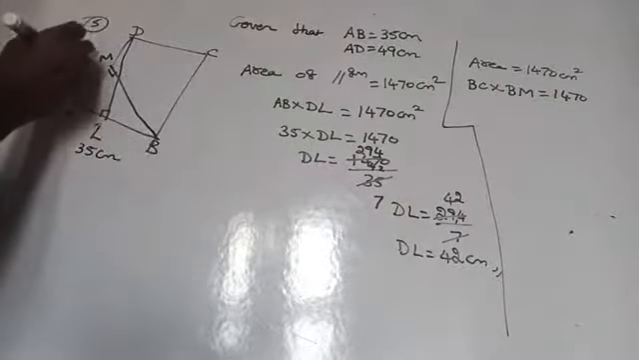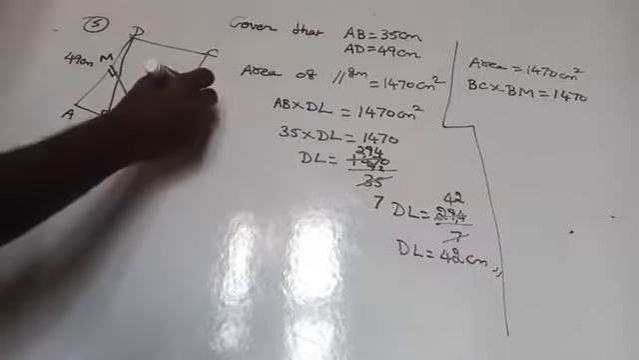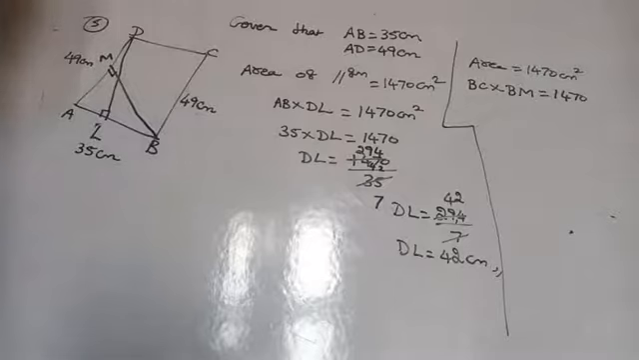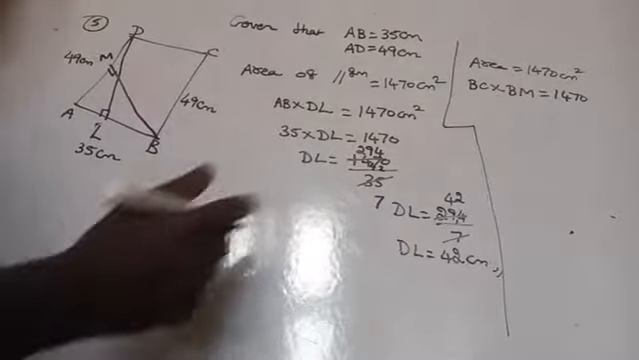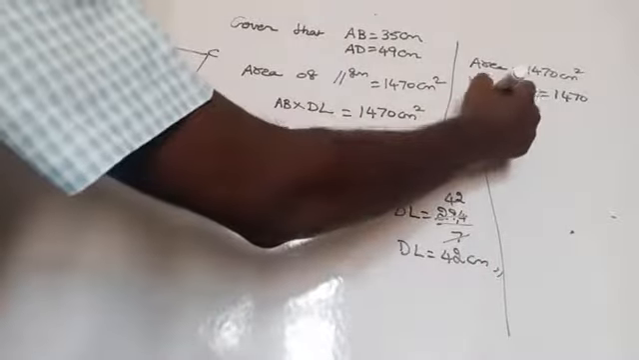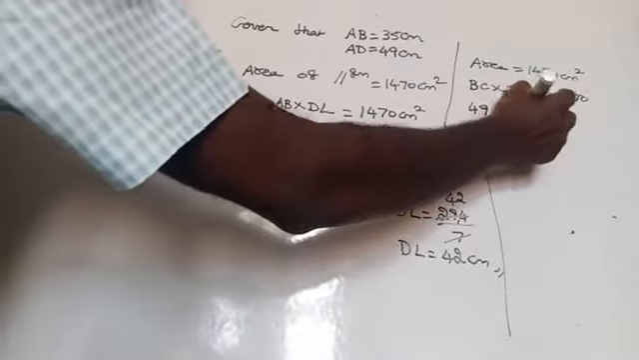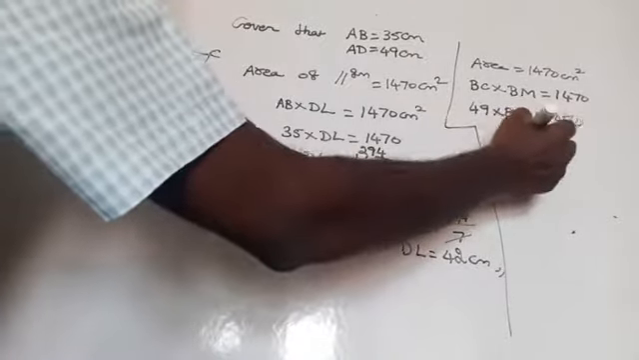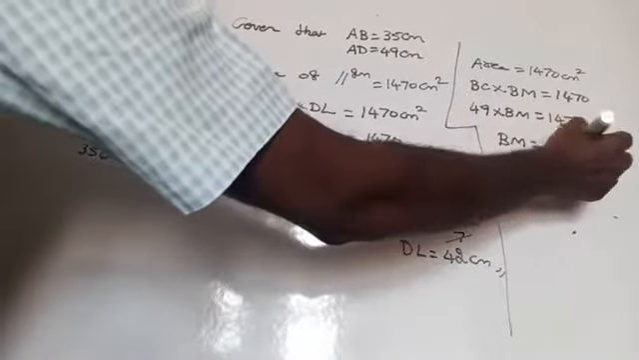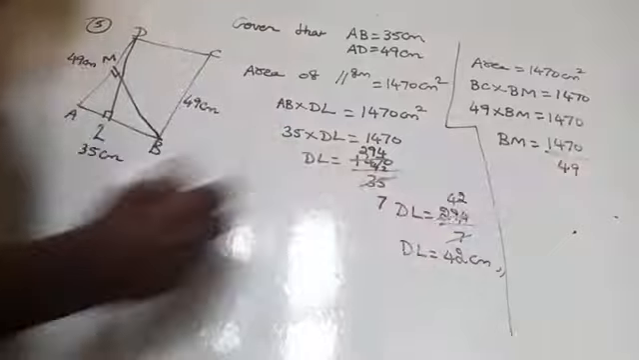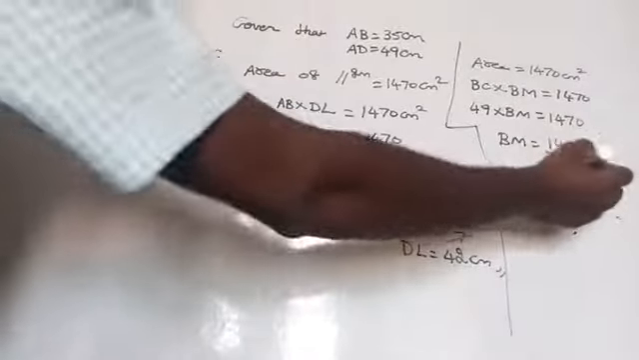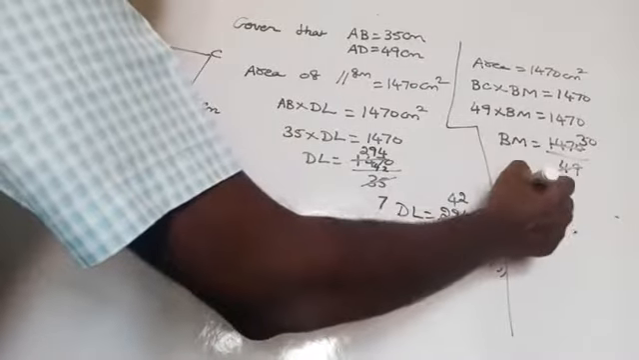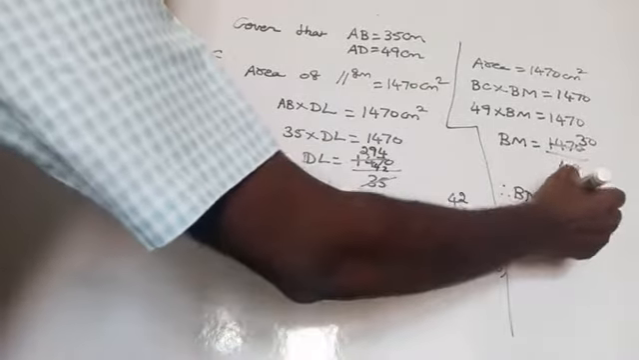But AD is given 49 centimeter. If AD is 49, then BC is also 49, because in a parallelogram, opposite sides are parallel and equal. Therefore, BC is also 49 into BM, which is equal to 1470. Now BM is equal to 1470 by 49. Am I right? Now 1 49 is 49. 3 49s are 147, then it will be 30. Therefore, BM is equal to 30 centimeter.